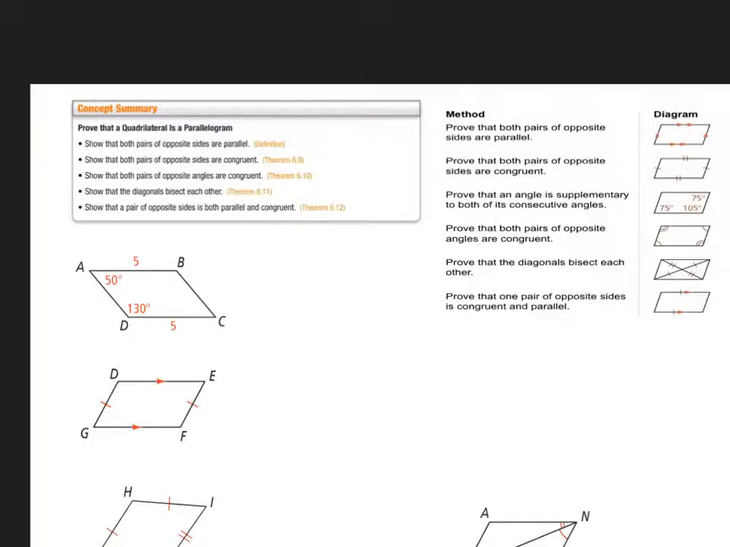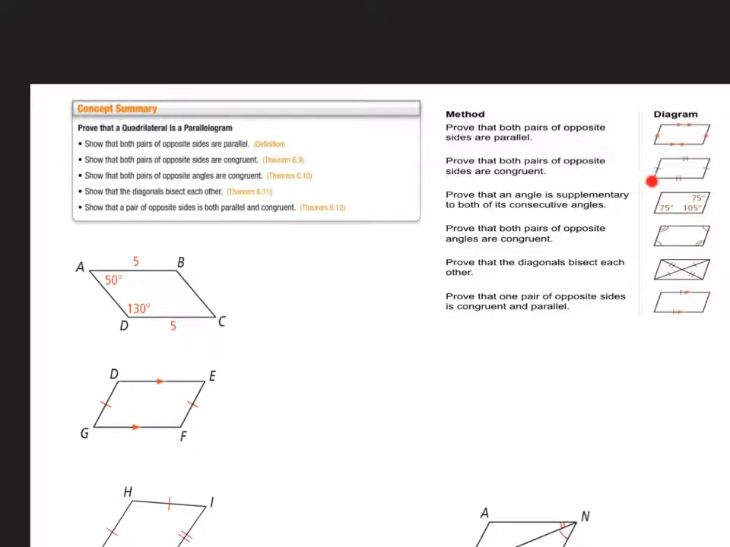All right, the end is almost near. I'm just going to summarize what we talked about. To prove that a quadrilateral is a parallelogram, I need to show that both pairs of opposite sides are parallel. That's the definition. So if you look over here, I've got what that picture would look like. Both pairs of opposite sides are parallel. I can show that both pairs of opposite sides are congruent.